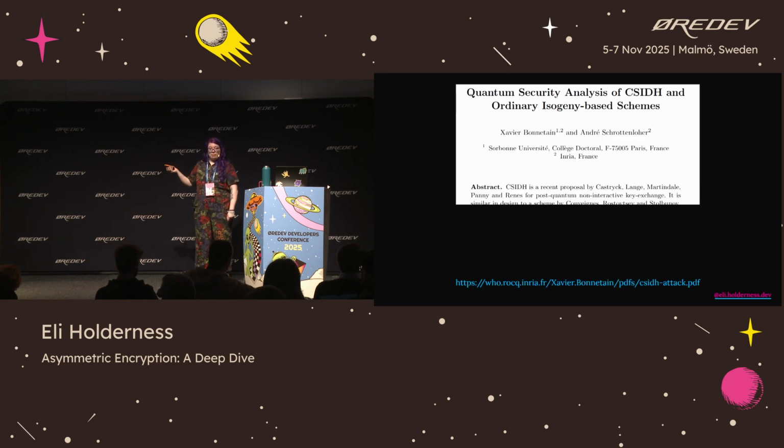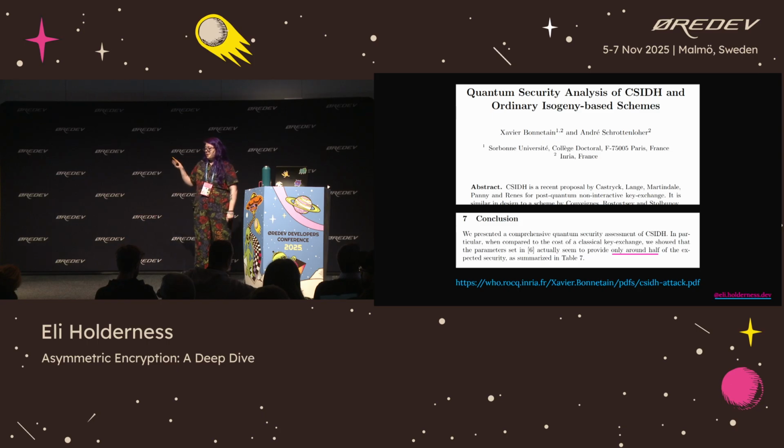However, this is a paper about that, and unfortunately, the security parameters only seem to provide around half of the expected security as they should do. So this did not take off and become the new thing, the new hotness that we're all using for asymmetric cryptography. But I like it because it's called seaside.